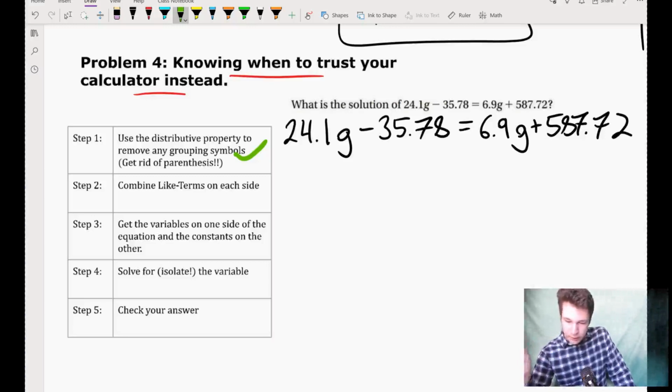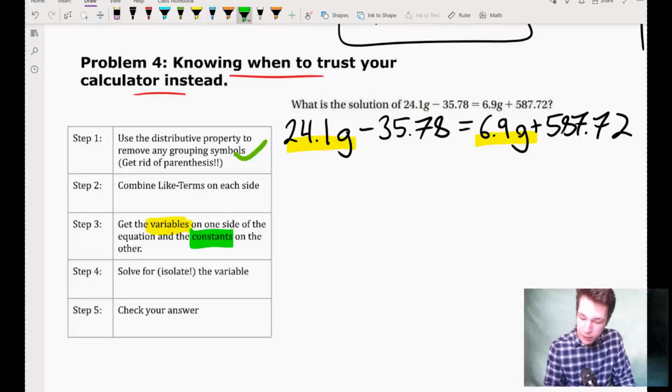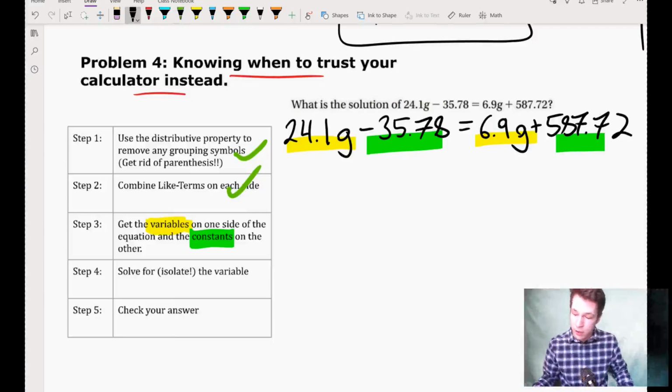step 2, combine like terms on each side. Well, we still know where the variables and where the constants are. My variables in yellow, these variable terms are not on the same side, so we can't combine them, and these constant terms are not on the same side, so we can't combine them. So we have to move straight to step 3, where we move everything over to where it should be. Now let's start by moving my constants over to the right and my variables to the left. So let's start with the constants to the right.